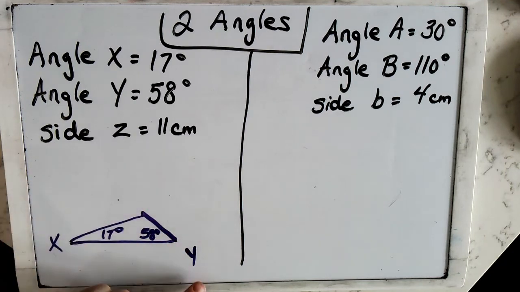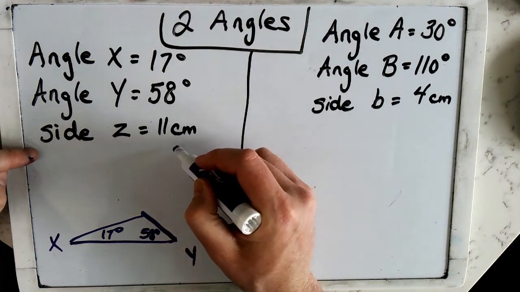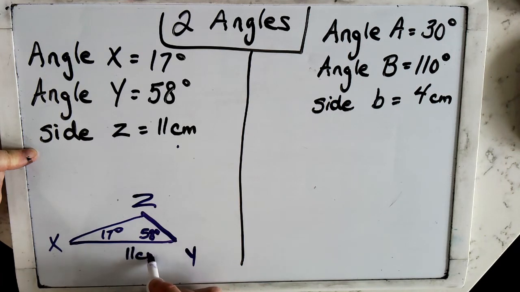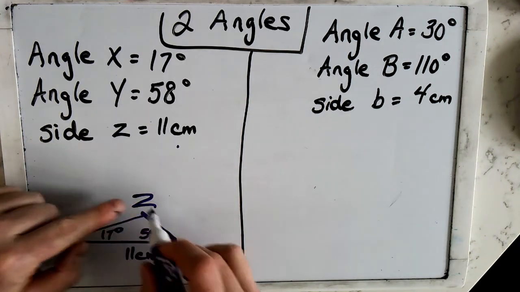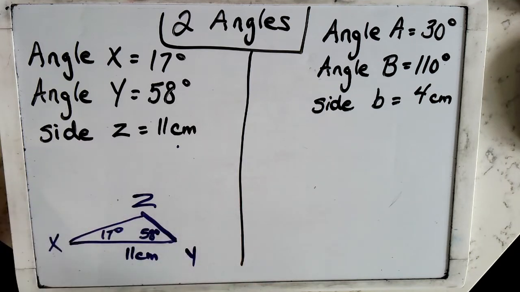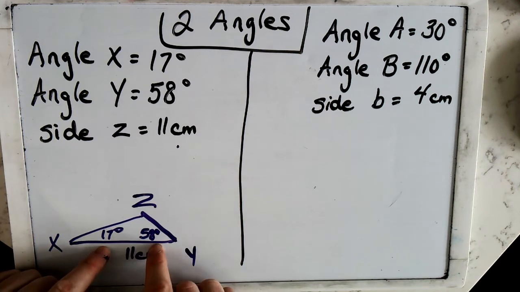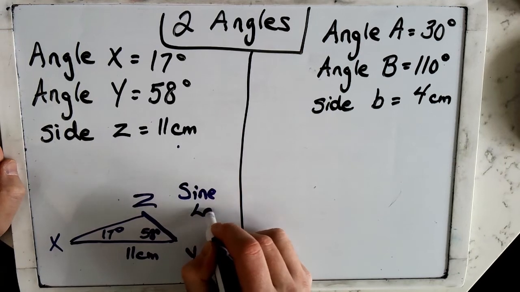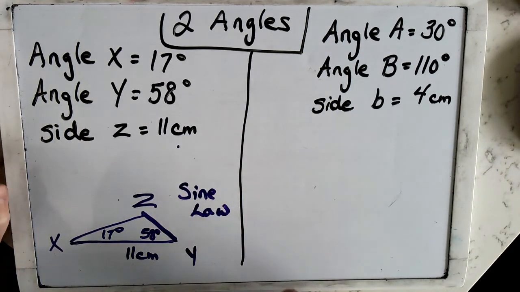You could put it on top, you could put it on bottom, whatever makes sense and whatever's easiest to get a medium angle. And the third part, side Z is 11. Now if this is X, this is Y, this is angle Z, that means 11 centimeters on bottom. So figure out the angles, label them, then figure out where the sides go. So in this case, we don't have a matching angle side pair, but we can figure out the third angle by doing 180 minus these two. That will give us angle Z, side Z, sine law. We'll use sine law to figure it out, whatever they ask us to find.